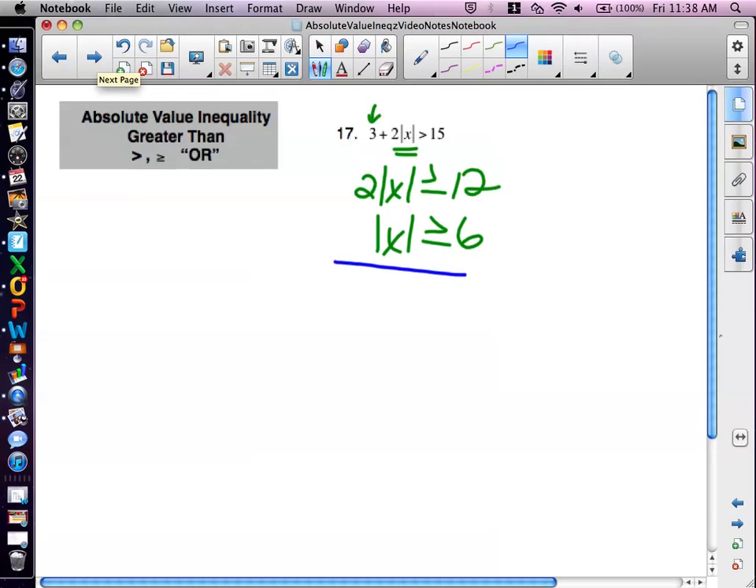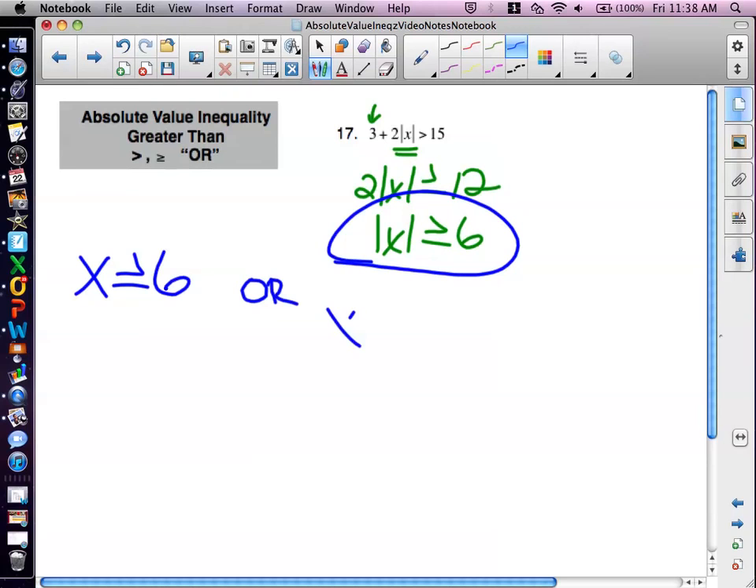This is what I take for comparison's sake. So this is telling me that x is greater than or equal to positive 6, or x is less than or equal to -6. So here I did a flip of the symbol, and I'm taking the opposite value. And now I just simply need a number line for marking.